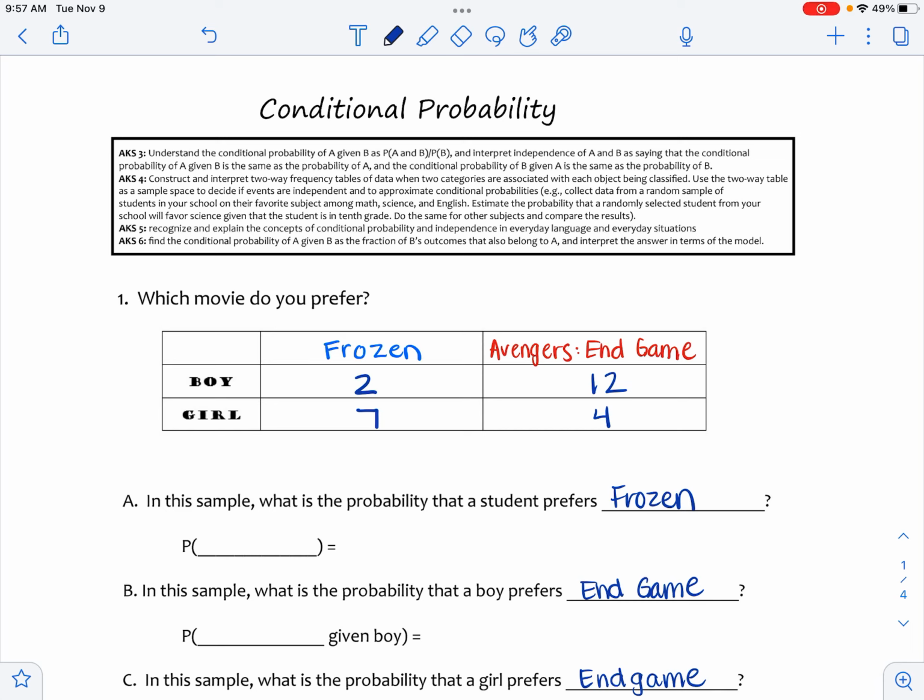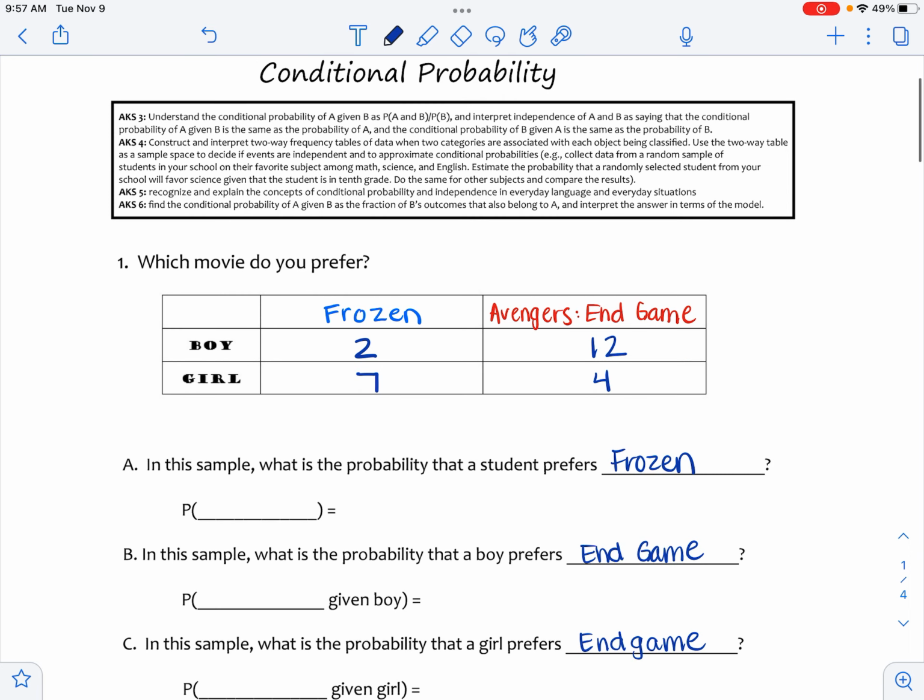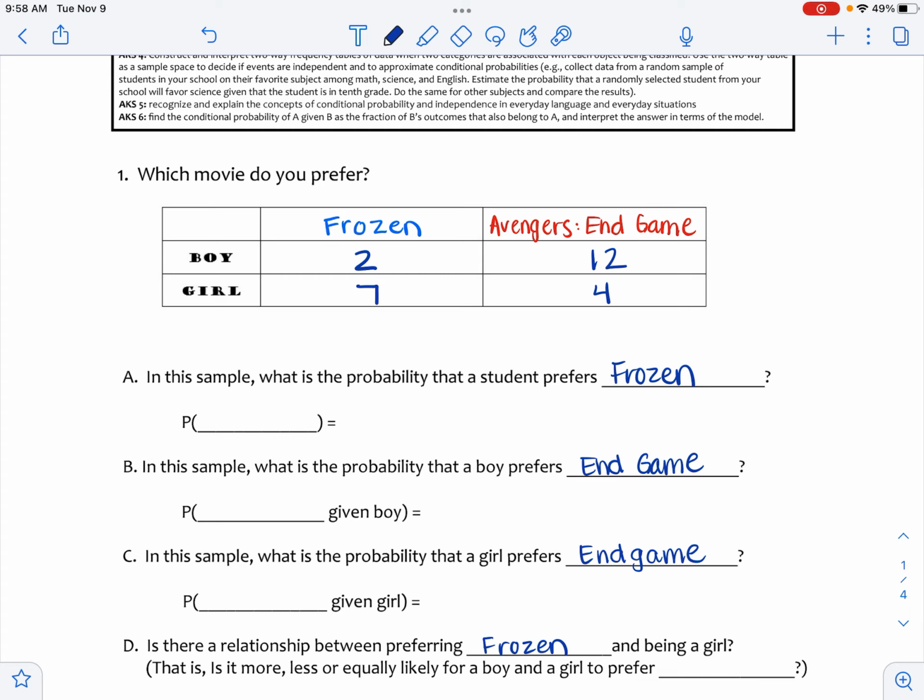Hey guys, we're going to go over some of the conditional probability notes. So far what I've done is just filled in two movies that we are going to determine conditional probability between: gender and movie you prefer. I've just chosen Frozen and Avengers Endgame, and I collected some data from one of my classes. So here's the data of boys and girls and which movie they prefer.